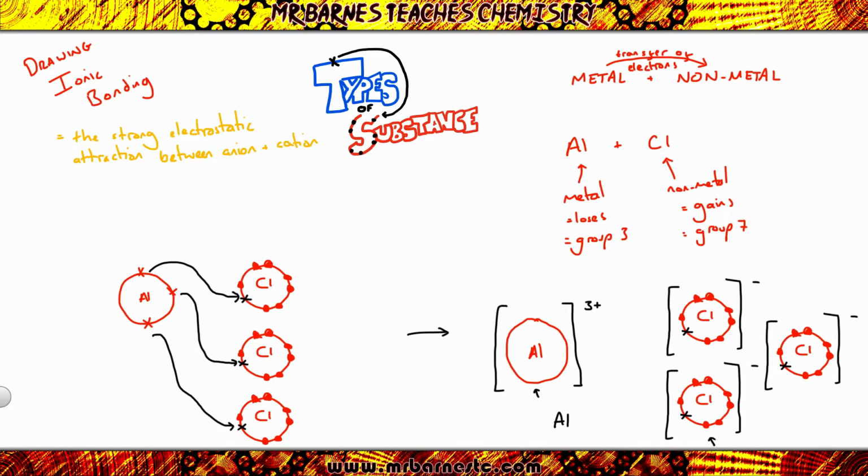Now as we can see here, I've got 1 aluminium, I've got 3 chlorines, so I know my formula is AlCl3. I've gone through that quite quickly. If you're not sure, if you want more examples, have a look at my video in the playlist in the top right hand side.